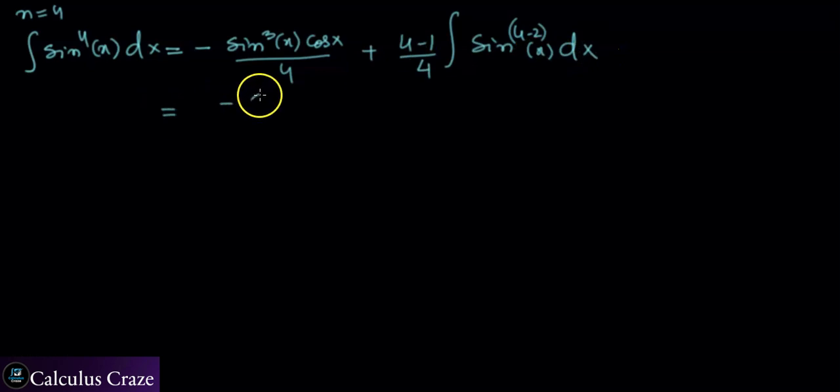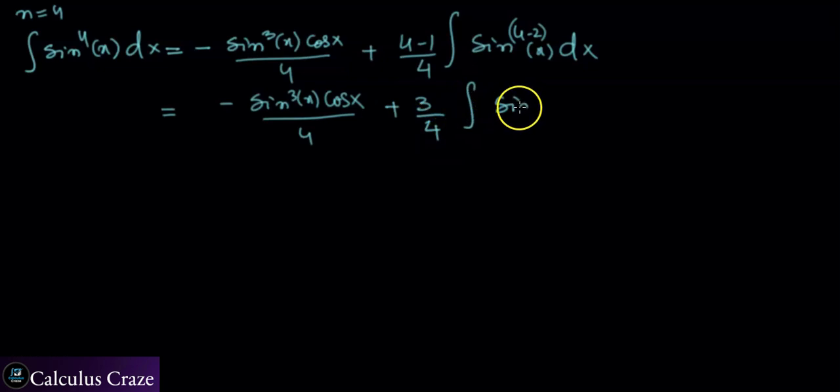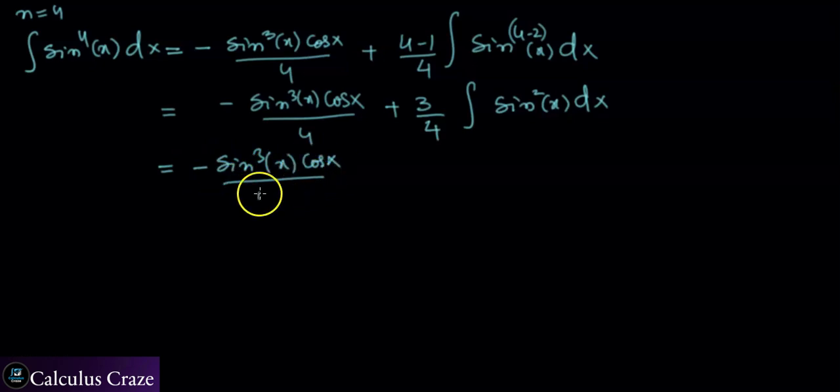So this is going to be equal to minus sine power 3 x cos x divided by 4 plus 3 over 4, and then we have sine square of x dx. But here you can repeat your formula again. So it is going to be minus sine power 3 of x cos x divided by 4 plus 3 over 4. If you have forgotten the formula, then you can write it on your page by pausing this video.